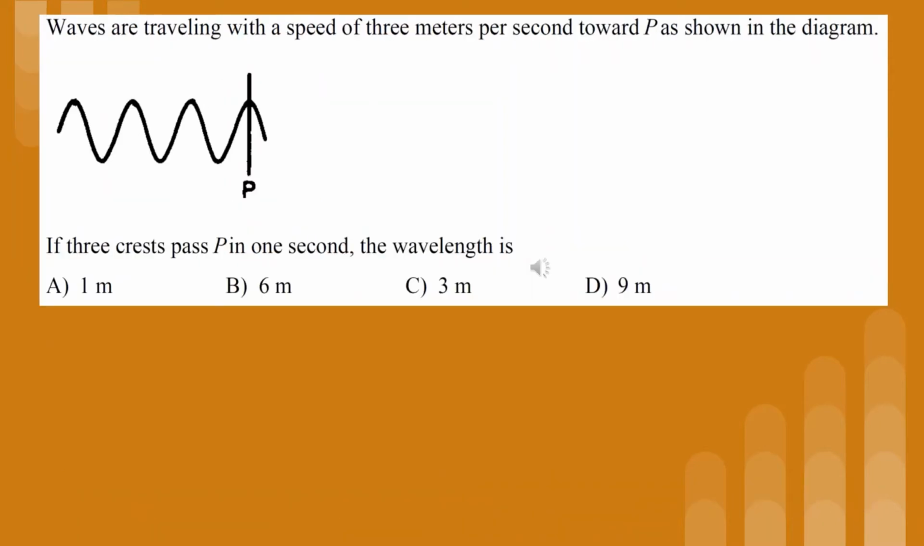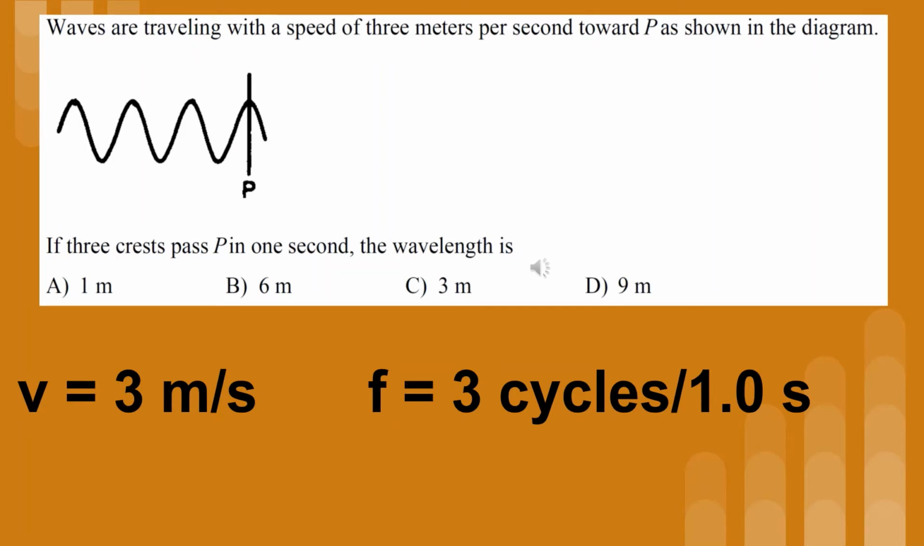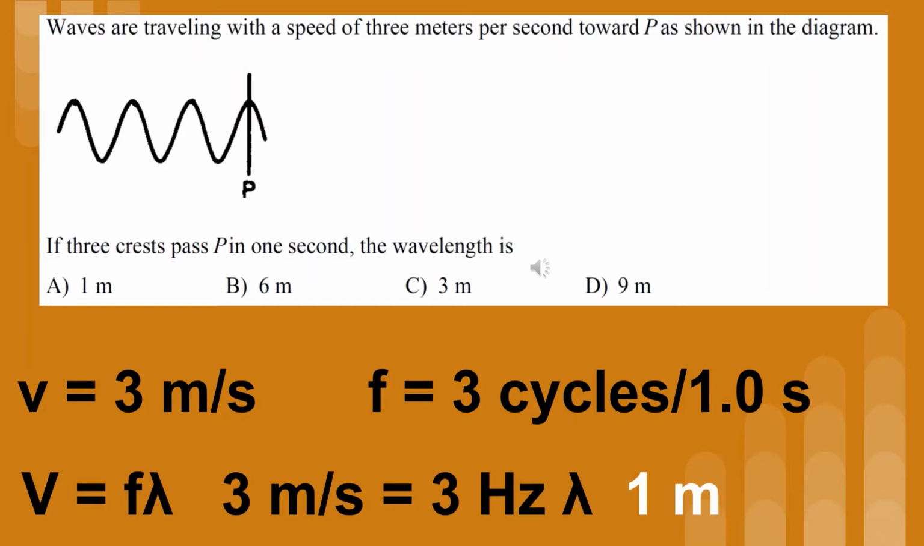A wave is traveling with a speed of 3 meters per second towards point P, as shown in the diagram. If 3 crests pass by point P in 1 second, what is the wavelength? So this is a question where you get the velocity and you want the wavelength. So clearly you use the velocity formula. Since 3 cycles pass by a point in 1 second, that means the frequency is 3 cycles per second. So we use this frequency, 3 cycles per second, and we use the velocity to calculate the wavelength.